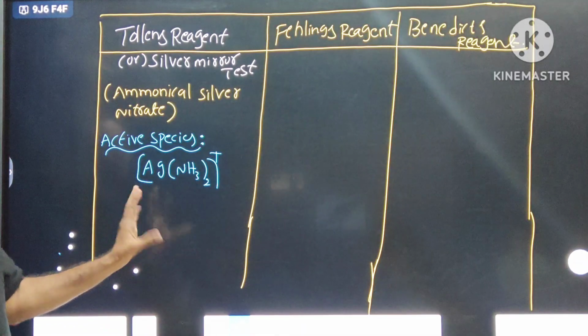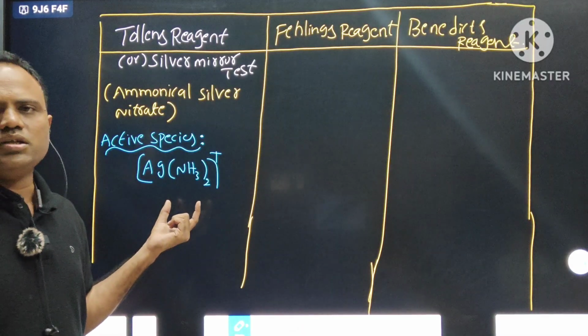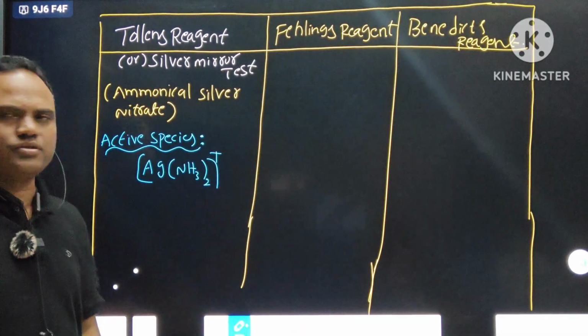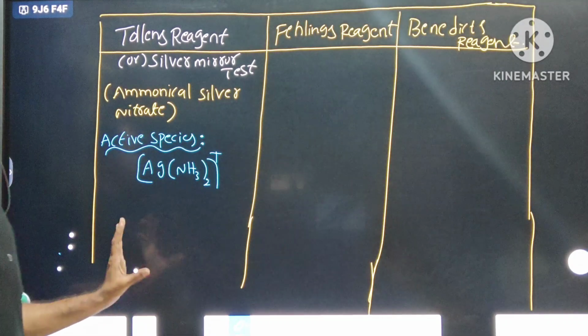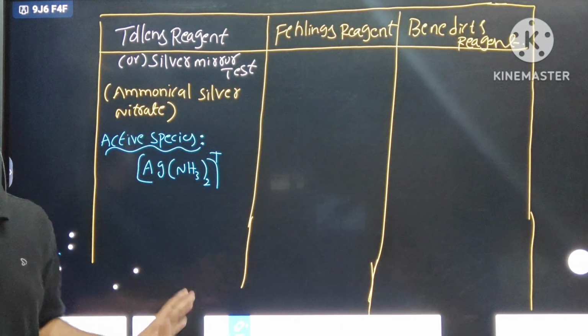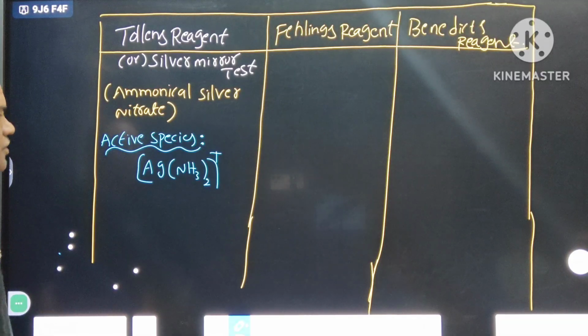Or do you remember what Tollens reagent means? Say this. What is Tollens reagent? Ag(NH3)2+. Remember, Tollens reagent means this. Active species is the Tollens reagent formula, Ag(NH3)2+.